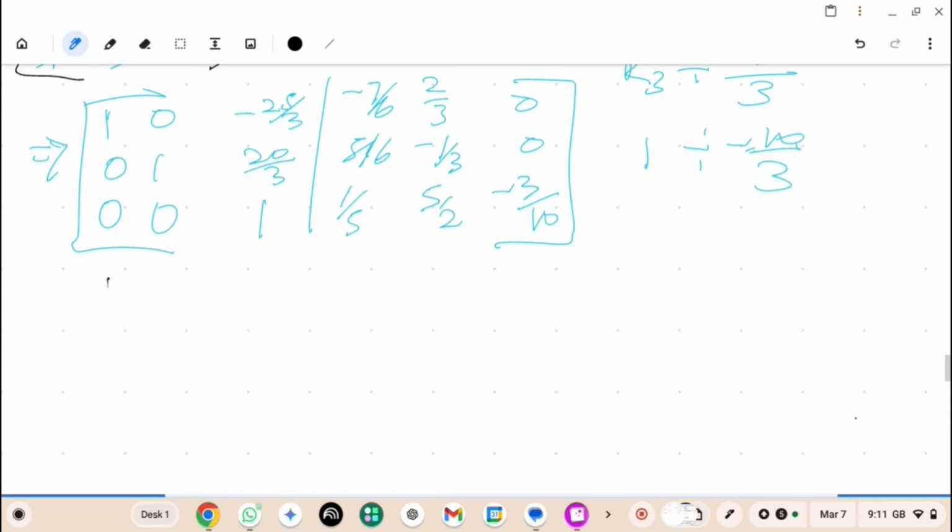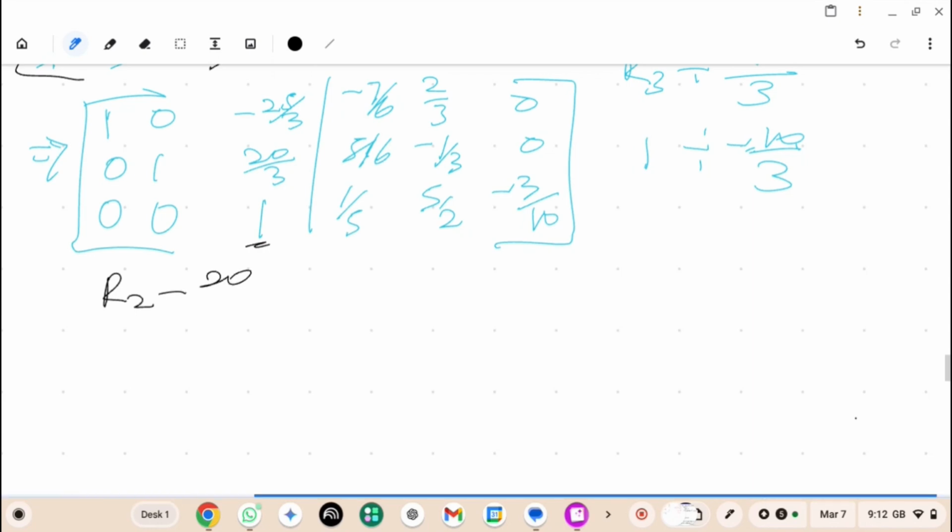So we say row 2. This row 2 is 20 on 3. And then we want this place to be 0. We subtract the same number, but then we multiply by row 3, because row 3 has 1 here. So we said minus 20 on 3 multiplied by row 3 like this.